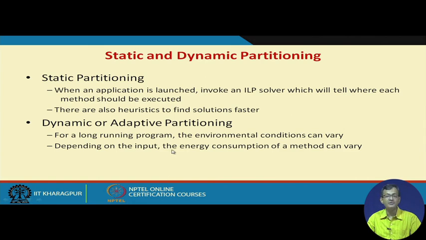In case of dynamic or adaptive partitioning, for a long running program, environmental conditions may vary. If it is executing for a long time, environmental conditions may vary, like requirement of the data and even the availability of the remote resources and transferring bandwidth. Depending on the input, the energy consumption of a method may vary. So, in other words, I need to take a call on which partition needs to be executed locally and remotely, because of that varying nature. The costing may go on changing. That is another challenge here.